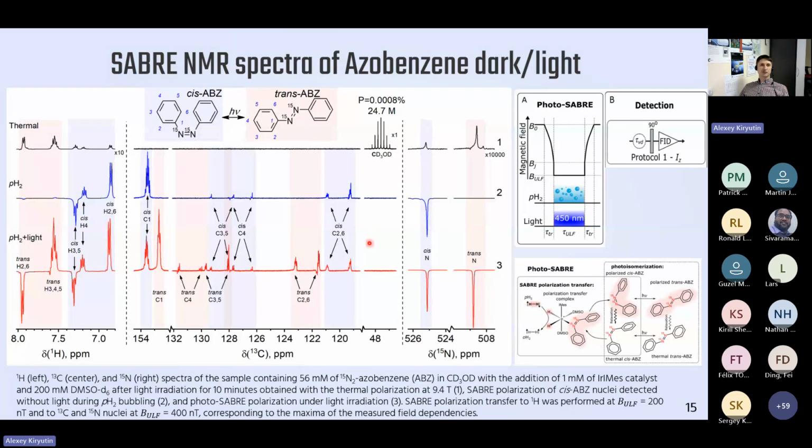Continuous light irradiation simultaneously converts cis to trans and trans to cis, allowing us to polarize trans-azobenzene. In other words, light activates the chemical exchange between the two isomers. The molecular photoisomerization proceeds very rapidly, so the spin polarization is not lost during the transition.